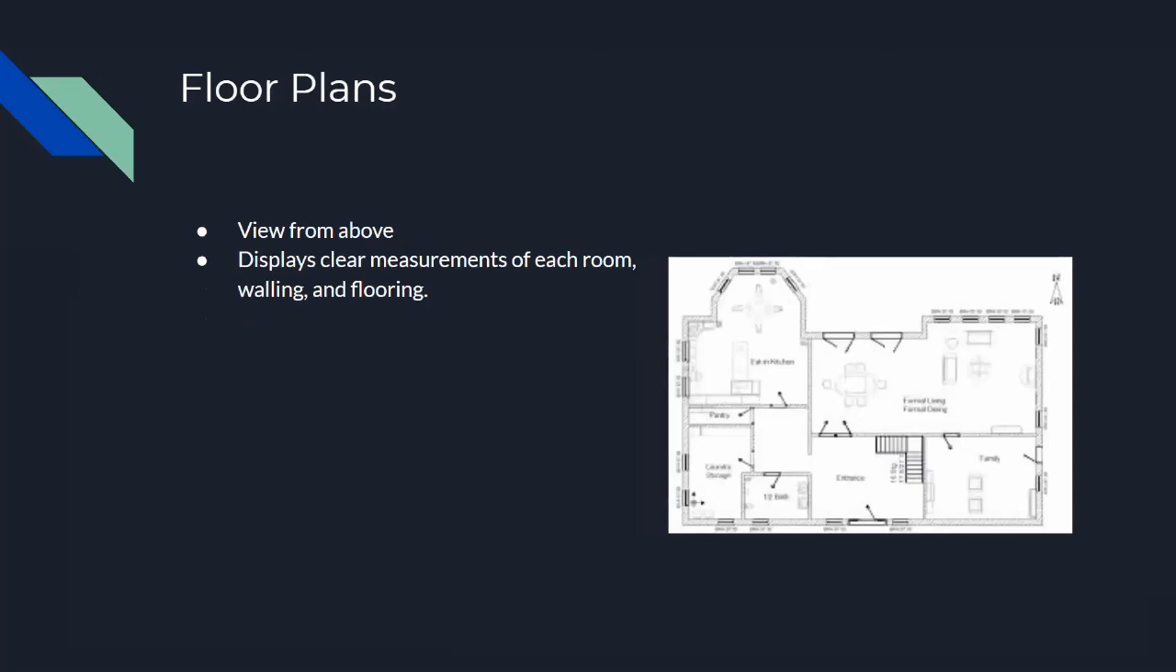The floor plan is basically a bird's eye view of looking at one particular floor. So it displays clear measurements of every room, walling, and flooring on that particular floor. And it has an accurate representation of how you're going to move through that space. Okay.